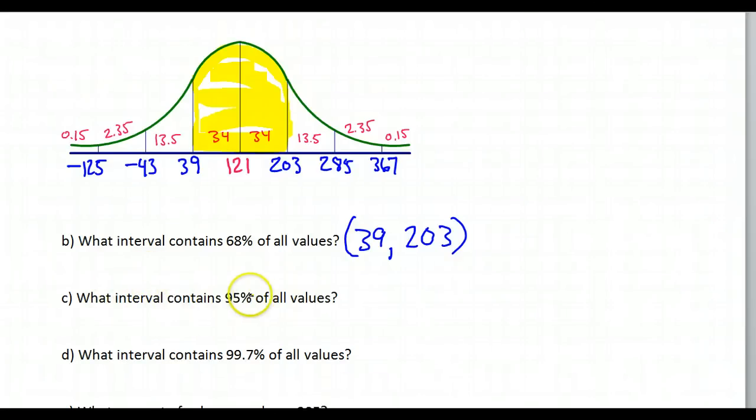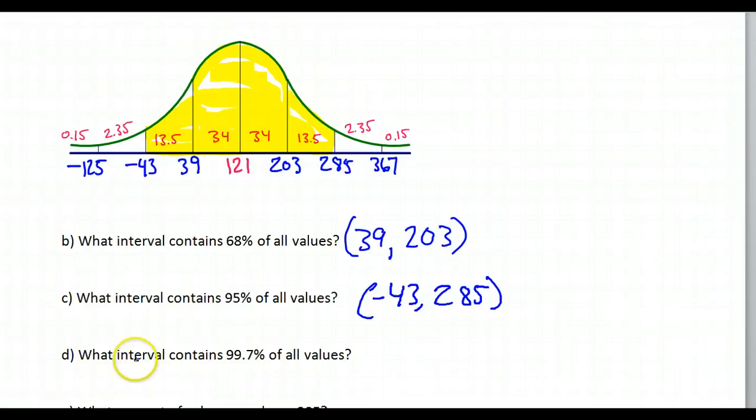What interval contains 95% of the values? 95%, that's the 2 standard deviations in all directions. So that's from here to here. All right, so that's negative 43 to 203. I'm sorry, negative 43 to 285.